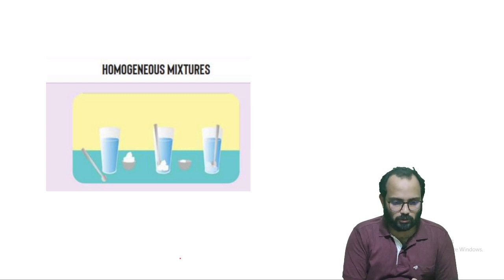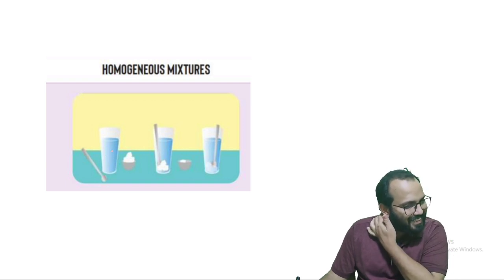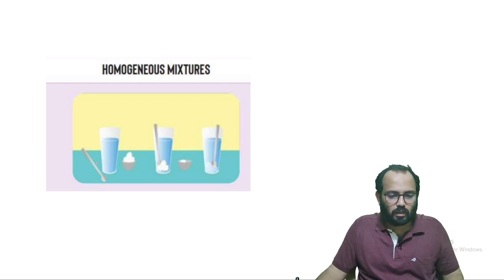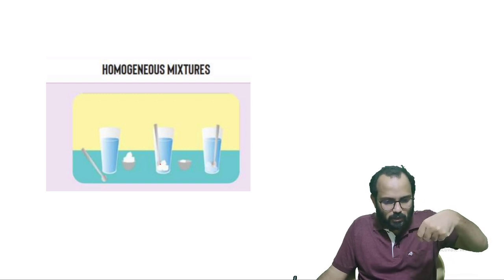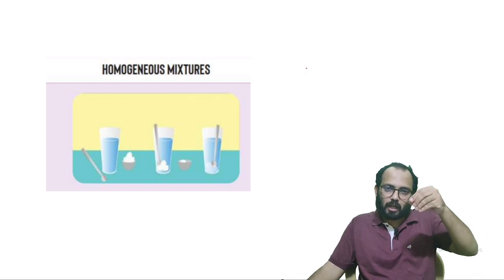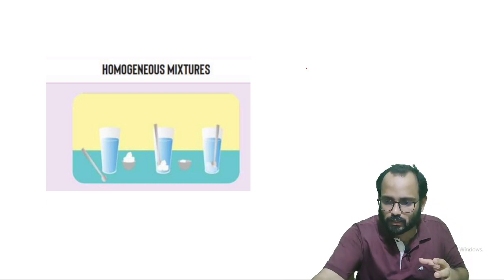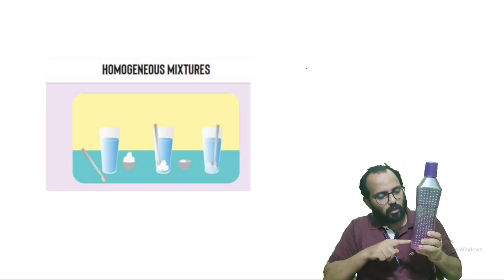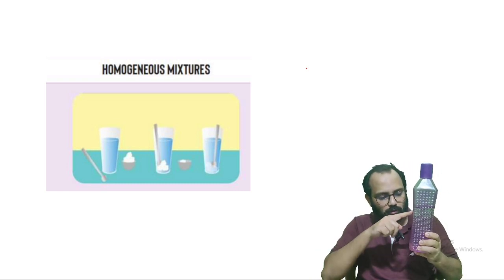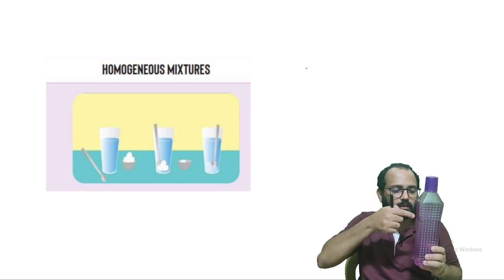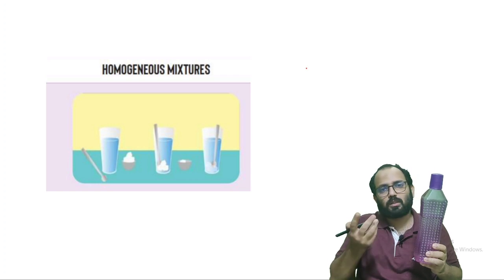This is what your homogeneous mixture is. I've got water. What is this one? This is sugar. I'm going to take sugar and add it into the water. I'm stirring this, and it becomes a homogeneous solution. This is my sugar solution. Whether you are able to see the sugar separately? No. If I taste from here and from the bottom, it tastes the same.